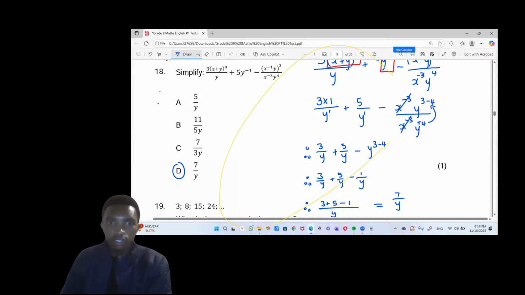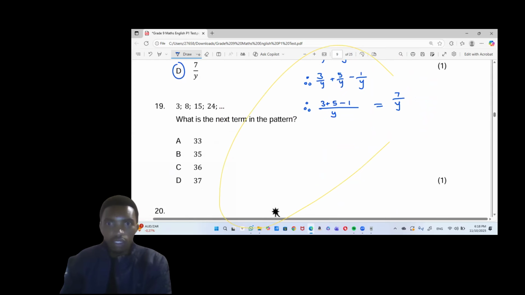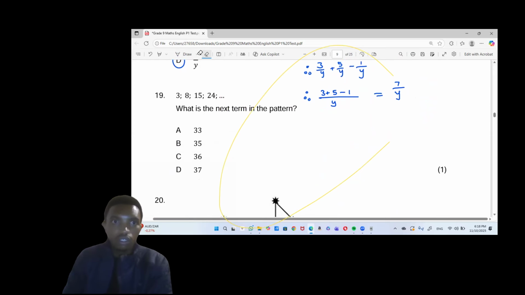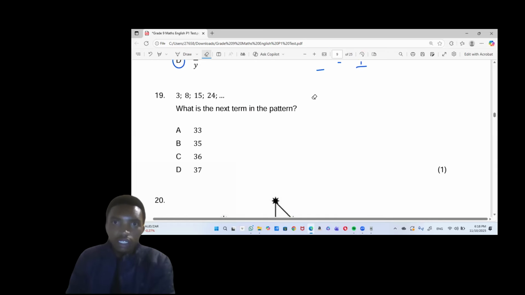Correct? Yes. Okay, let's continue. So now, for this one, we're going to patterns. For patterns, we have the pattern 3, 8, 15, and 24. What's the next term on this pattern? The next term is 35. Is it 35?